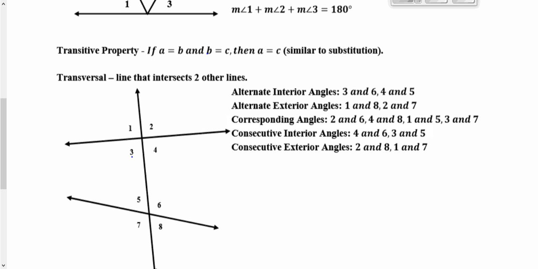Consecutive interior would be like angles 4 and 6, right? They're both interior on the same side of the transversal. Consecutive. What other angles would be consecutive interior? 3 and 5, okay? Now consecutive exterior. Now we're going outside the lines. So it would be angles 1 and what? 1 and 7, and 2 and 8. Okay, so those are the angle pairs and the names.